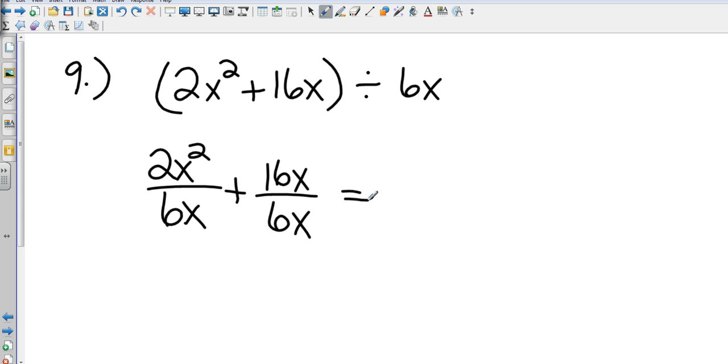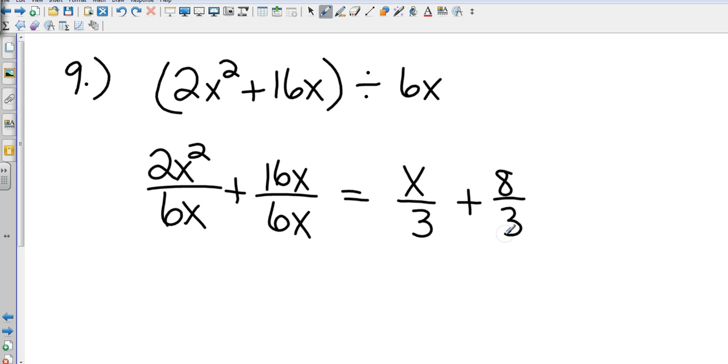Okay? So when I look at the numbers, 2 over 6 is going to end up being what? Anybody? 1/3. Again, I'm not going to put the 1 on top. What is x squared divided by x? X. So this is going to be x over 3. Again, the x squared divided by x is x, stays on the top, and 2/6 reduces to 1/3. Okay. Now, second one, what happens to the x's in the second one? They cancel. So now we just reduce 16 over 6, which is 8 over 3.